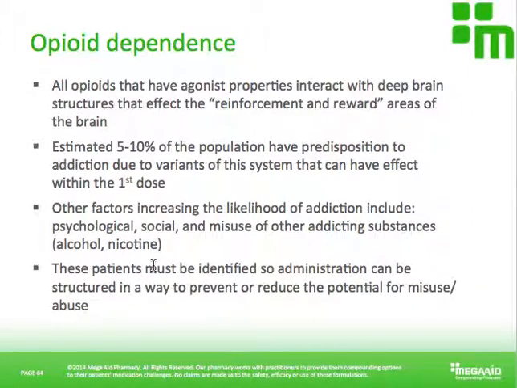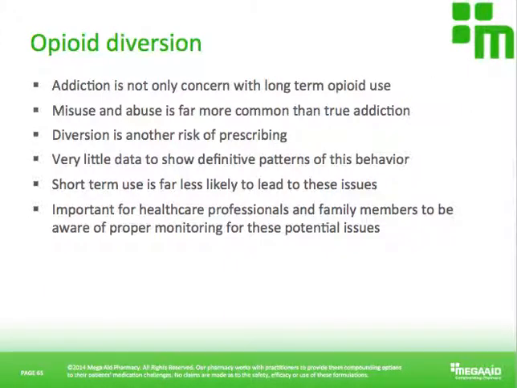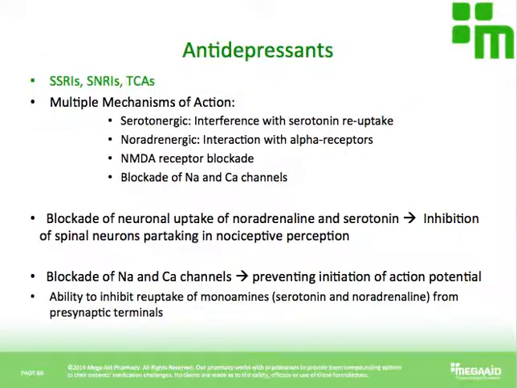And you need to identify those patients. Why? Not to shame them or create some kind of social barrier, but just so you can structure the administration of drugs in such a way as to reduce their potential for misuse and abuse. Opioid diversion is another big problem with opioids. So addiction is not the only concern. Misuse and abuse are far more common. Why? Because opioids, you can sell them on the street. People get high off of them, and they actually go for a lot on the street. So diversion is definitely a big problem to worry about with opiates.